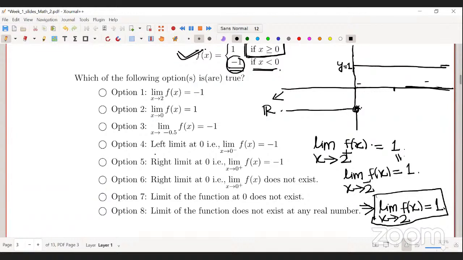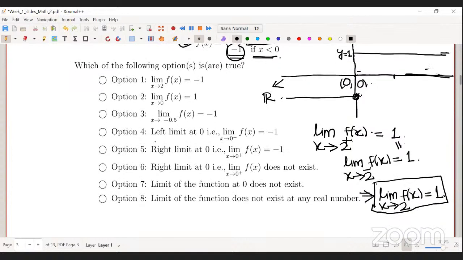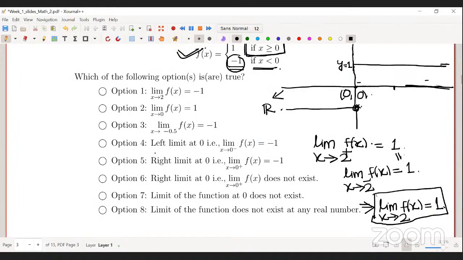So this is 0, this is the origin. In the same fashion, we need to first compute the left hand limit and then the right hand limit. If they are equal, then we can say that the limit of the function at that point exists. If you are coming to 0 from the right hand side, in this direction, the value of the function approaches 1, because this is y equal to 1.